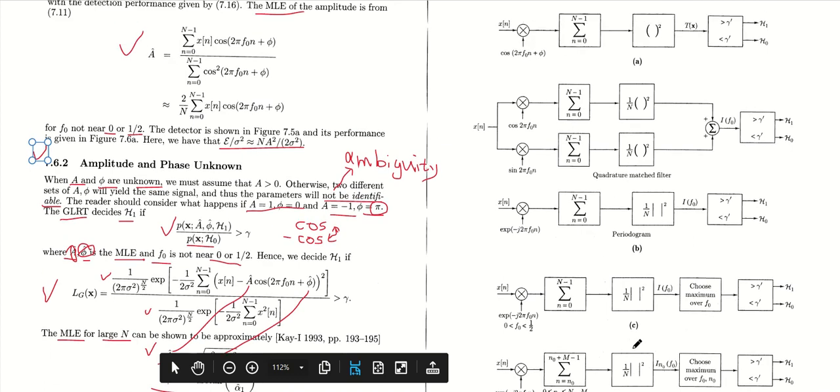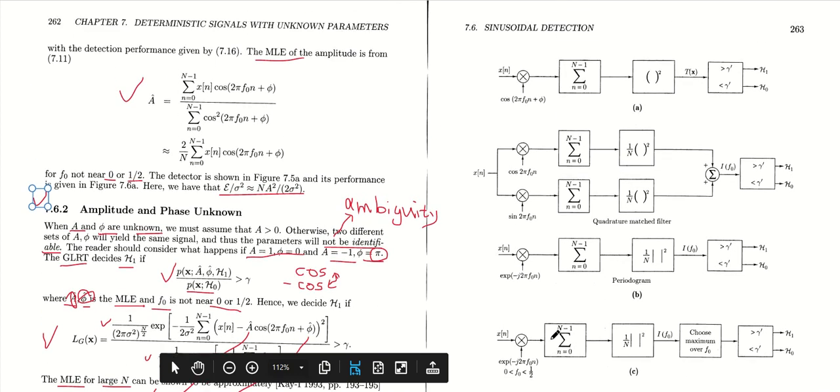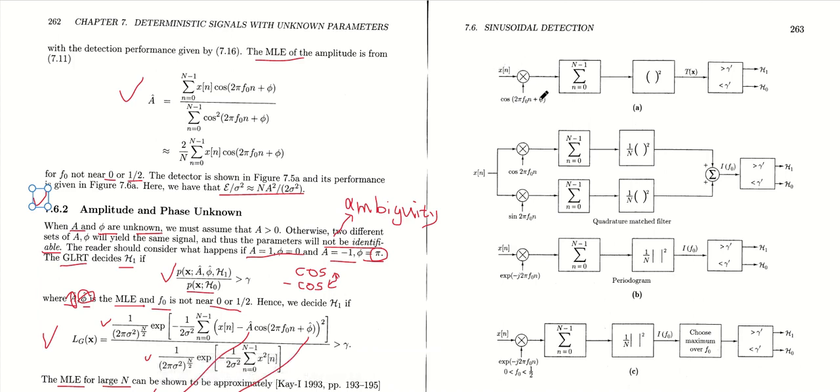Okay, so if you see the first one, that's unknown amplitude. Unknown amplitude, what you do is you correlate your received signal with your sinusoidal signal, and you multiply, and the summation is a correlation, right? The whole thing is a correlation. And then you take the square, and then you compare with that. And when you do the comparison, if it's H1, then you do this. You get A hat.